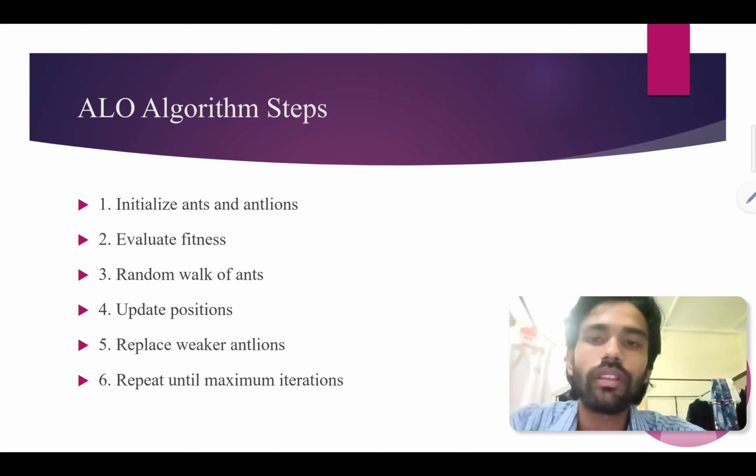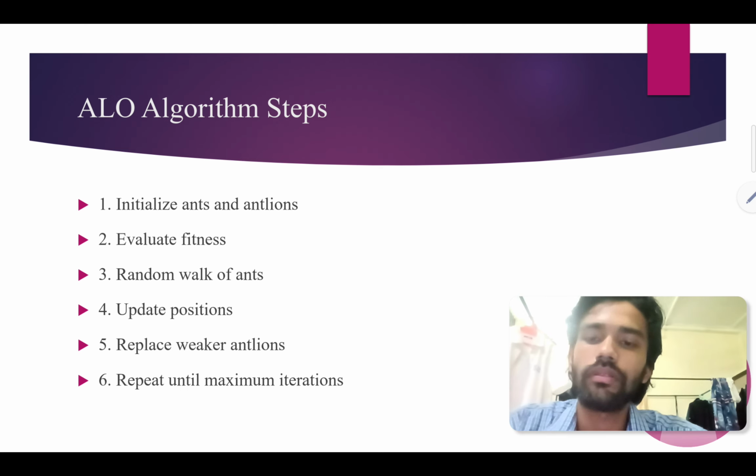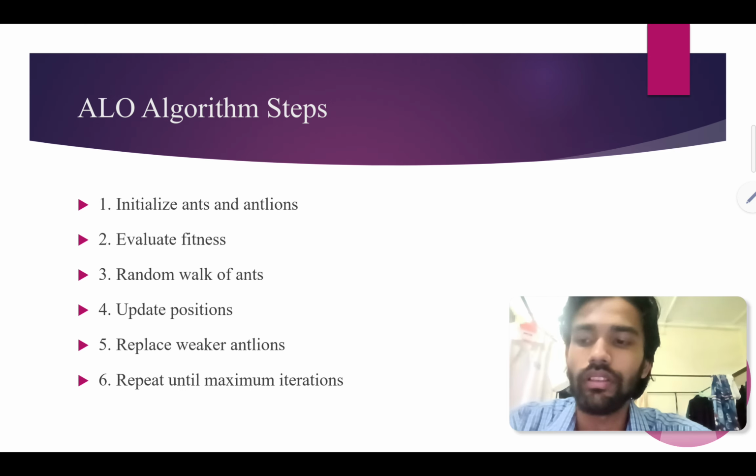So coming to the next slide, the ALO algorithm steps. That is the complete working process. Step one is to initialize ants and antlions, evaluate fitness, and select antlions using roulette wheel. For number three, also random walk of ants, update positions and replace weaker antlions, and step six, repeat until the maximum iterations. Those are the ALO algorithm steps.